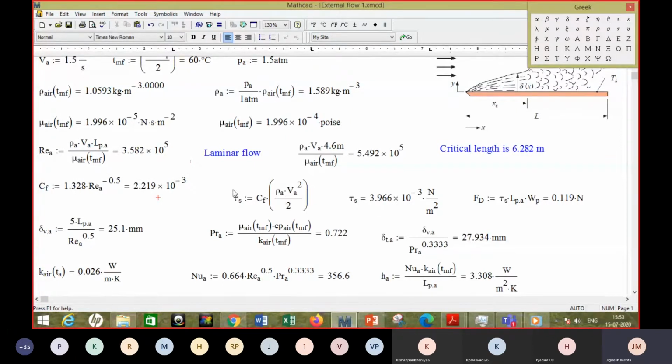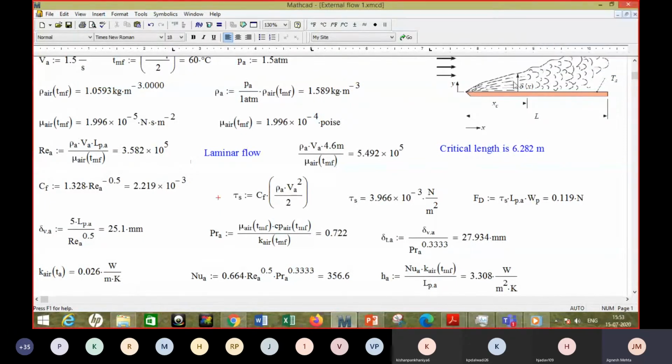So how is this CF useful? CF is useful to get the wall shear stress. So wall shear stress is CF into rho V square by 2, or rho U infinity square by 2. So you get this number for the friction coefficient, and the wall shear stress, tau s, is 3.966 × 10^-3 Newton per meter square. That's the number that you get for the shear stress.